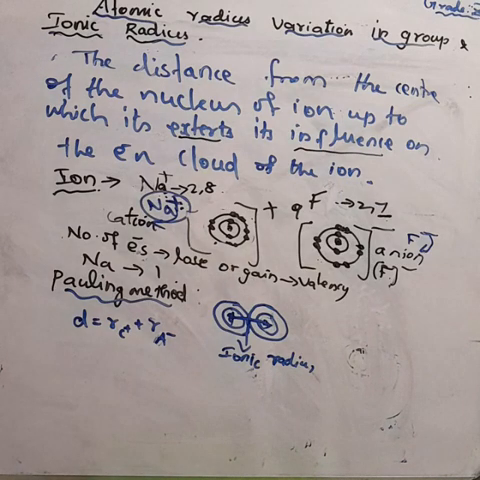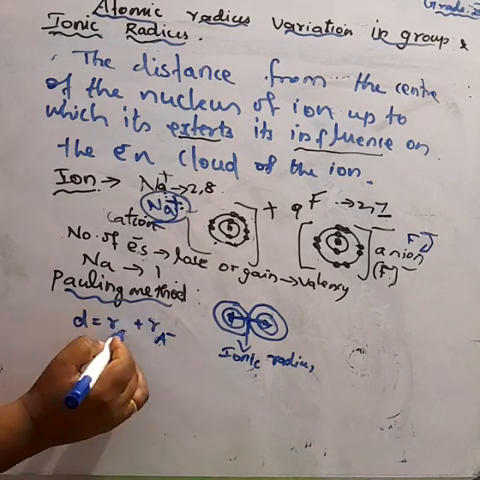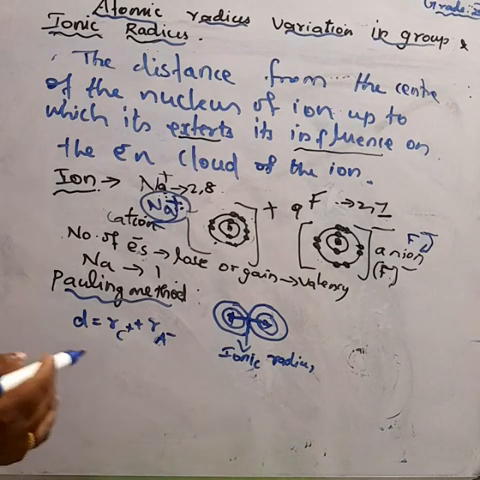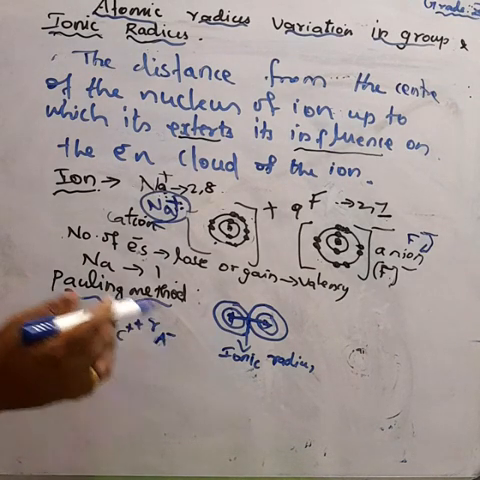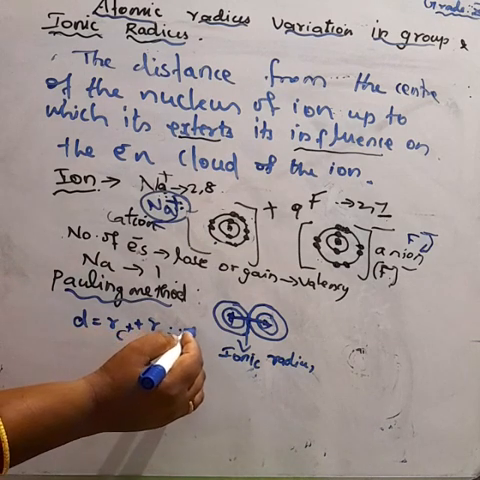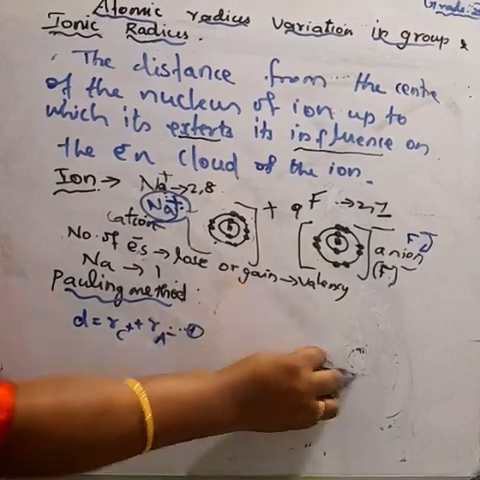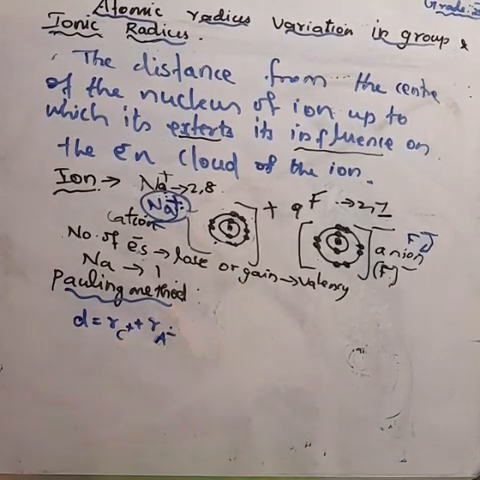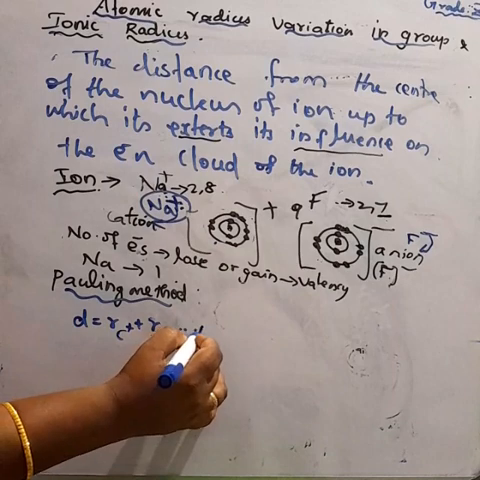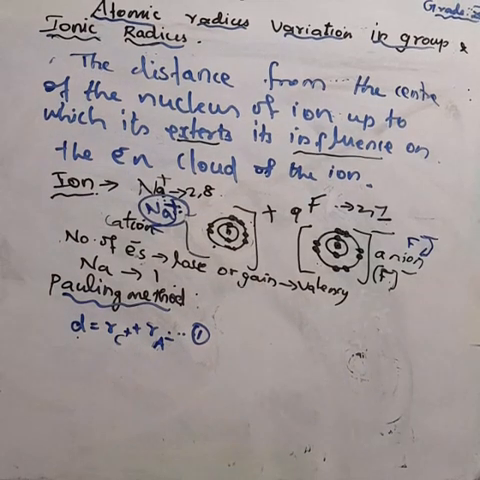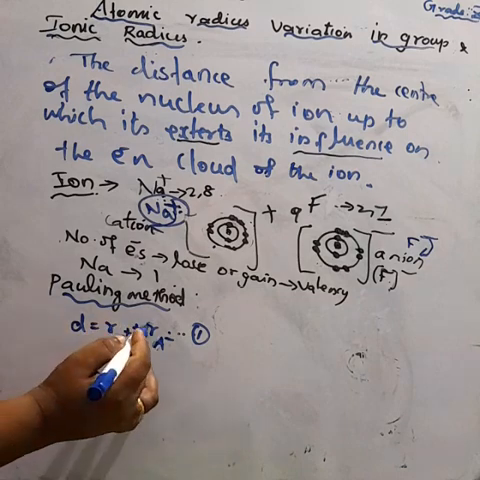Plus charge indicates cation, minus charge indicates anion. Understood? So according to the Pauling method, to calculate the ionic radius, D is equal to RC plus RA. When we add the radius of the cation and the radius of the anion, that gives the ionic radius, where D is the distance between the centers of the nuclei of cation and anion. This is the formula for the radius of cation and anion.